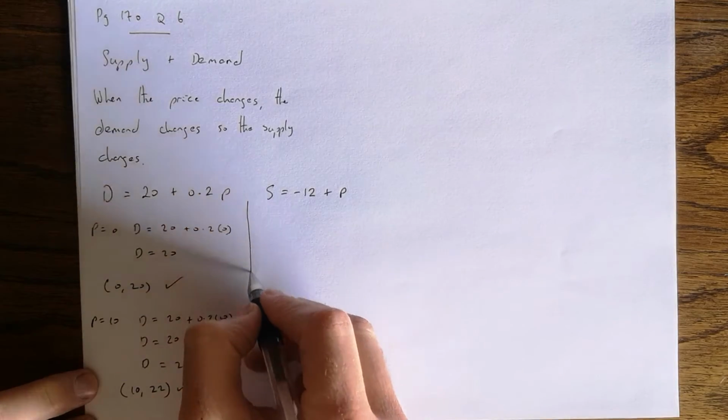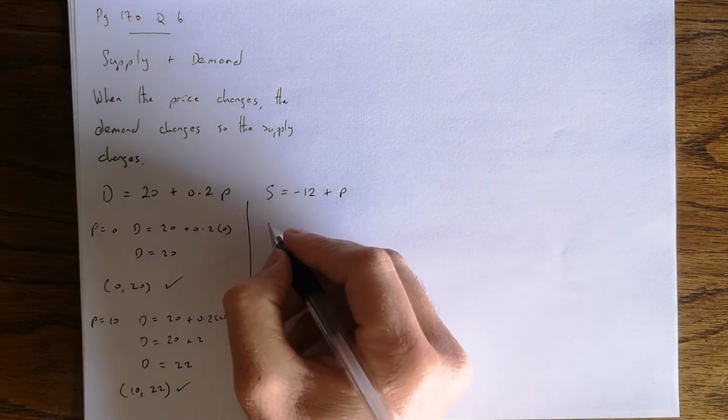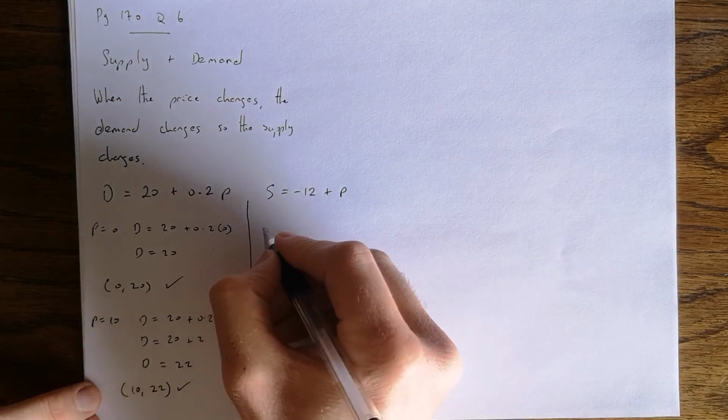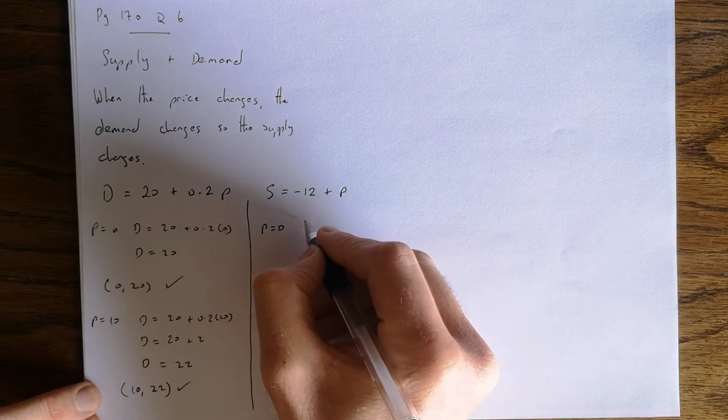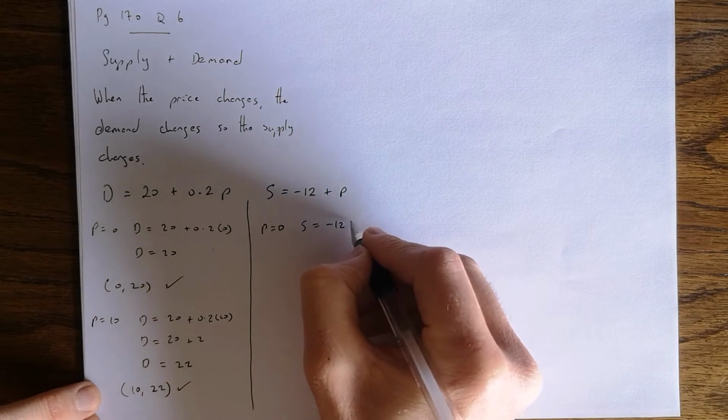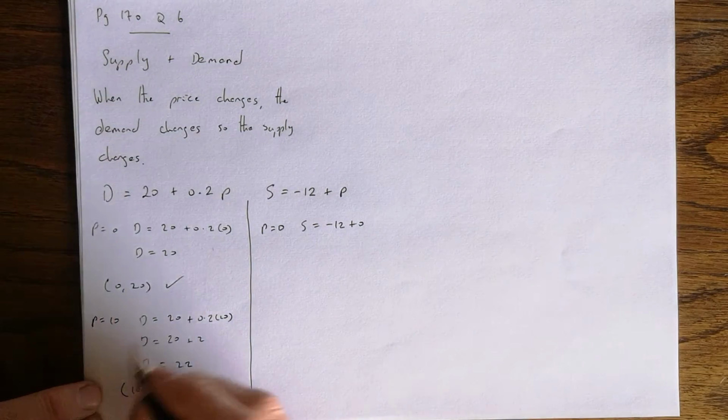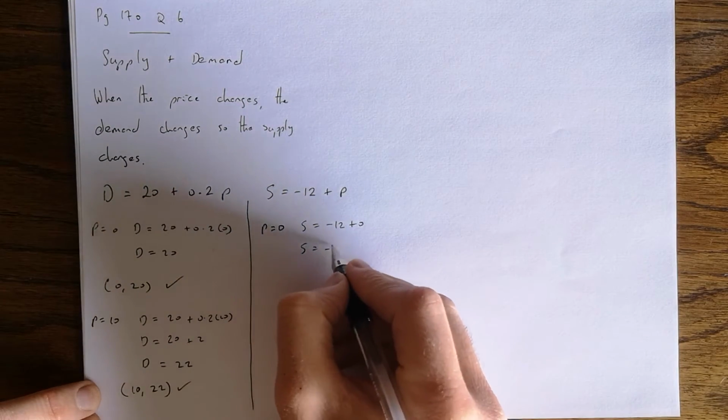So now I need to do the same thing for this equation over here. Again, let's say P is equal to 0. When P is equal to 0, then S is equal to minus 12 plus 0. So I get S is equal to minus 12.